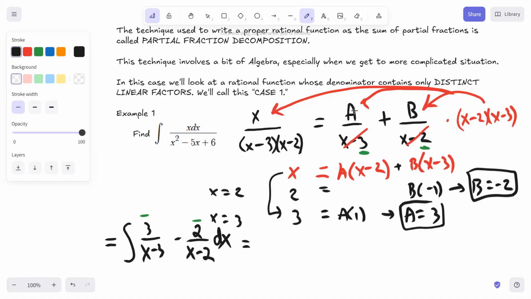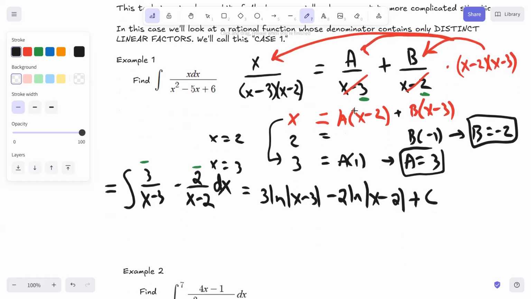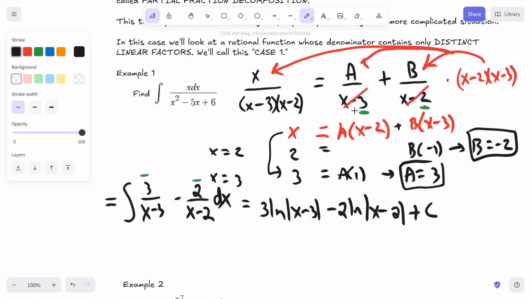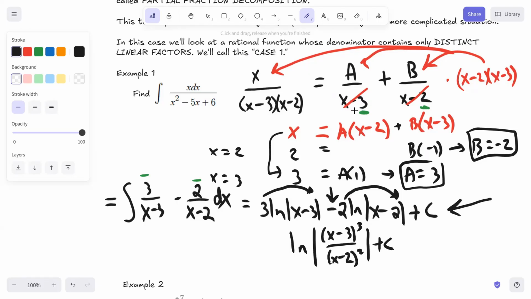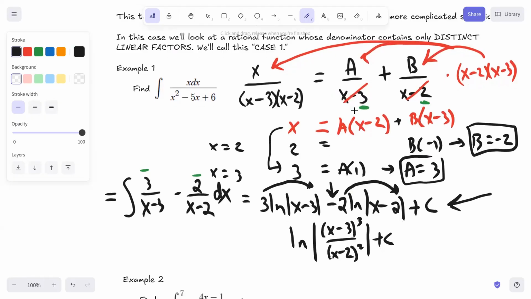And then the antiderivative is going to be 3 natural log absolute value x minus 3 minus 2 natural log absolute value x minus 2 plus c. We can further simplify this by the power rule for logs by taking the 3 and writing it as the exponent here and the 2 as the exponent here. And then since you're subtracting logs, you can rewrite it as a quotient. So it'd be log absolute value x minus 3 cubed over x minus 2 squared, all of that plus c. This line here is sufficient, but I just wanted to show you some simplification here.